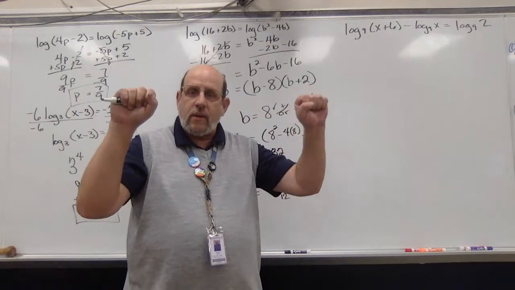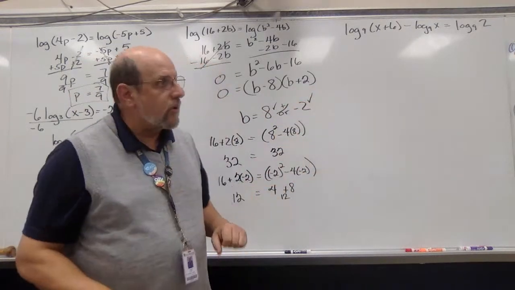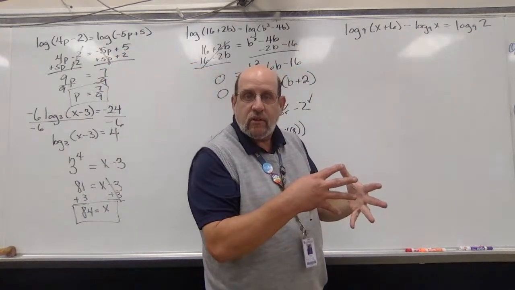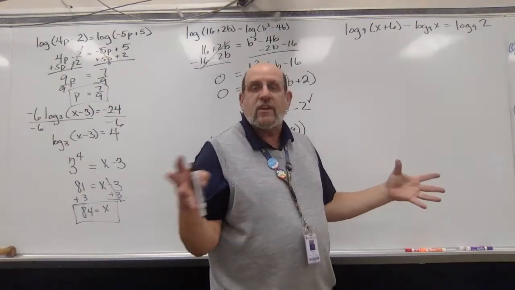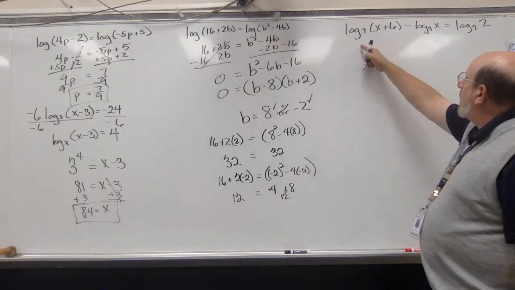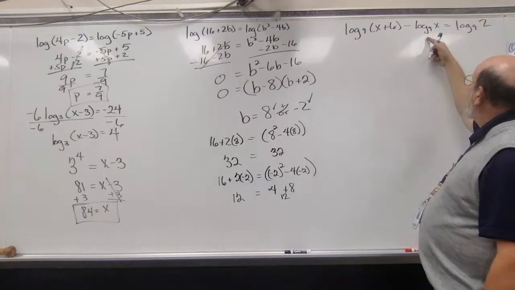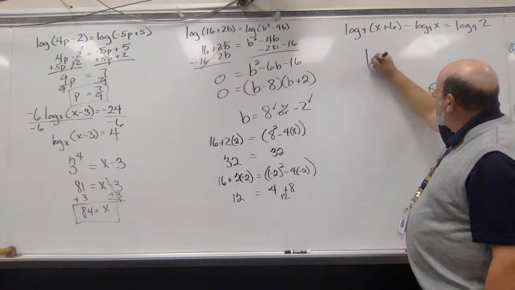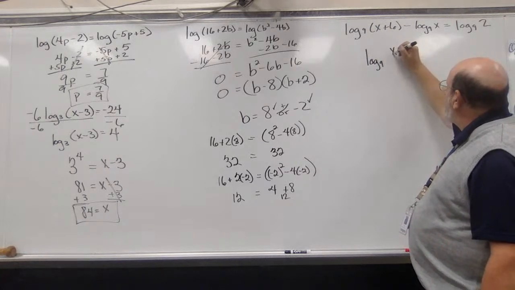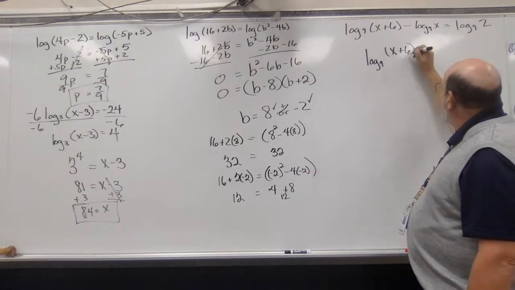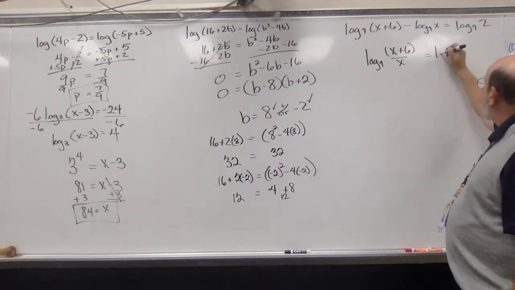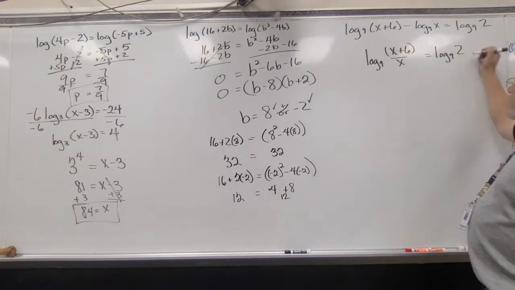so that I have one log of the same base on each side and then I can solve for its arguments. But we have some subtraction here, so I'm going to have to condense. Right? And remember, subtraction condenses to division. So here we go. Log base 9, x plus 6 minus log base 9 of x. I'm going to write it as 1 log base 9, and I'm going to divide x plus 6 by x. And that's going to be equal to this side, log base 9 of 2.